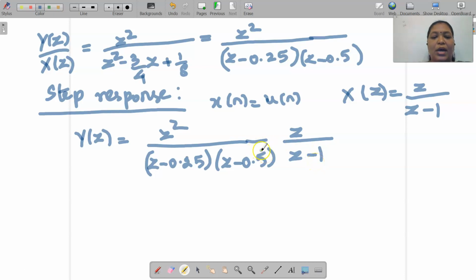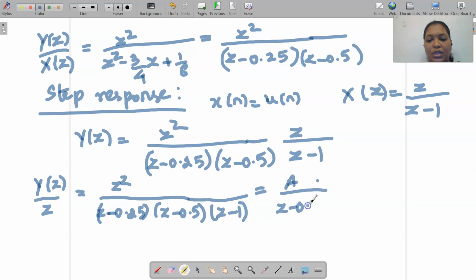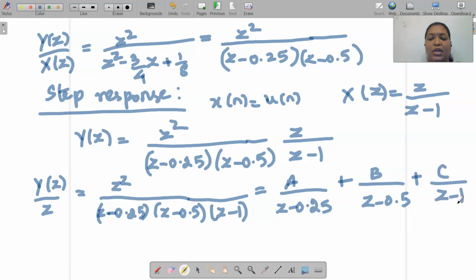Again, before applying your partial fraction, take one z to the left hand side. So you have the equation as y of z by z is equal to z square divided by all three factors, z minus 0.25 into z minus 0.5 into z minus 1. When you apply partial fraction, it is A by z minus 0.25 plus B by z minus 0.5 plus C by z minus 1.